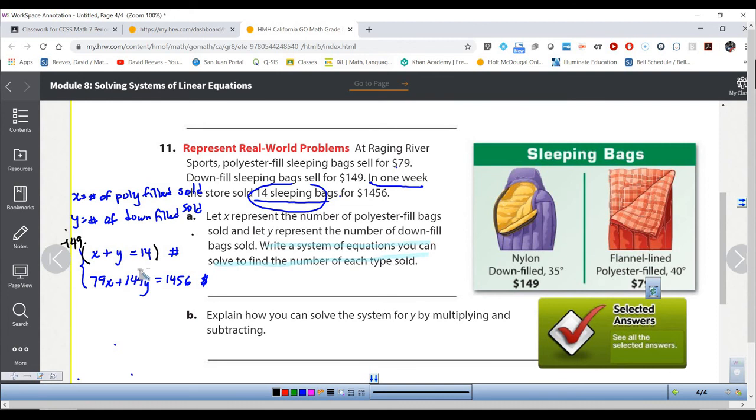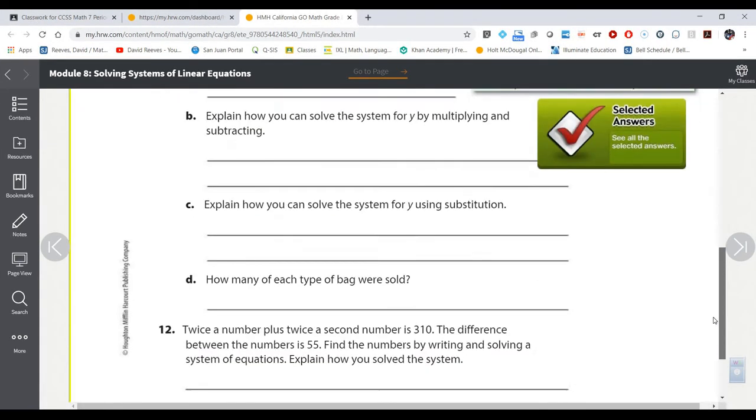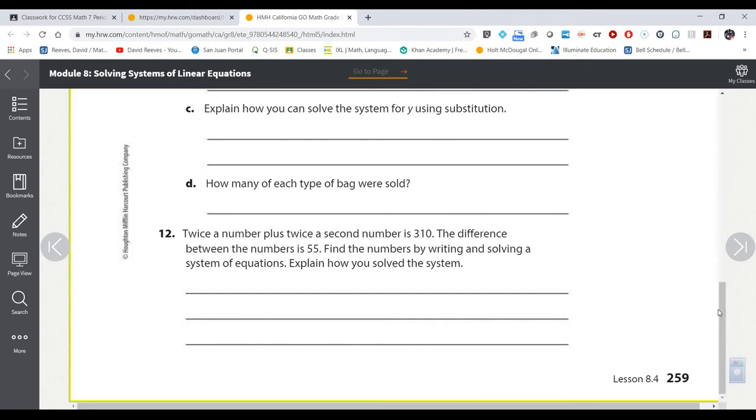Again, if I were solving this, I would use substitution. I would take that top equation and go x equals 14 minus y, or I would do y equals 14 minus x. But since this was the elimination section, that's what they wanted you to do. All right, so I hope you can see the difference in that type of problem where they give you the amount sold and then they give you the cost. You're gonna come across problems like that. All right, one more problem and then we're gonna be done in this video.